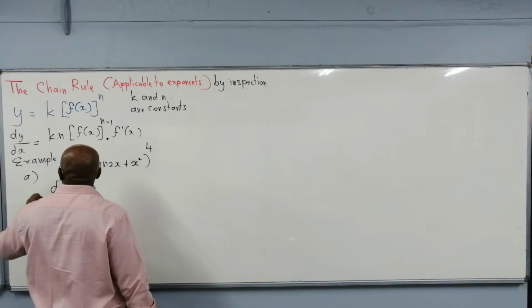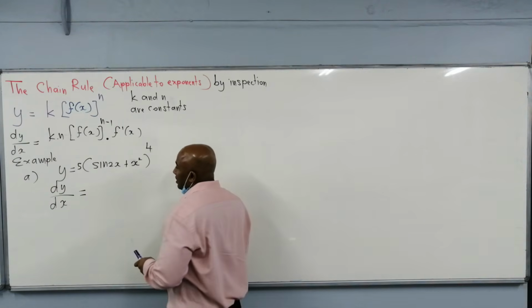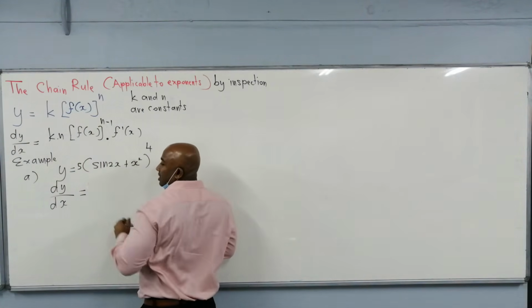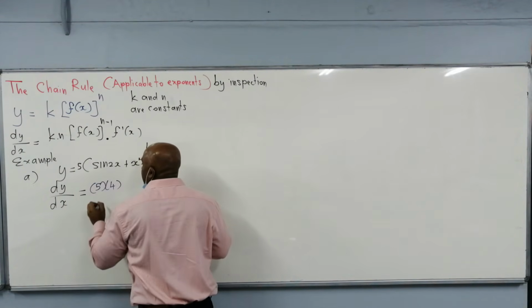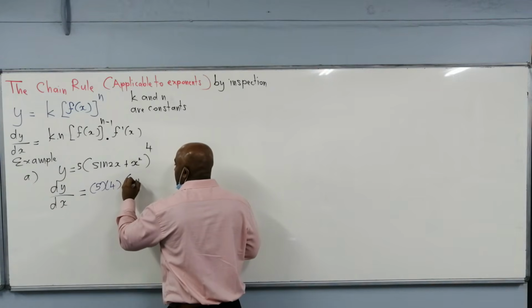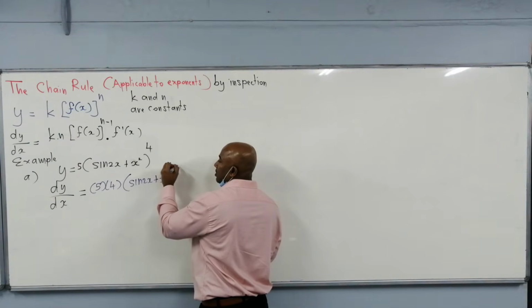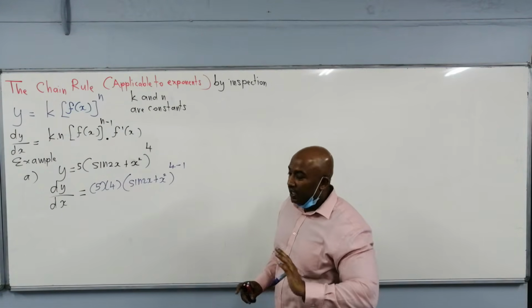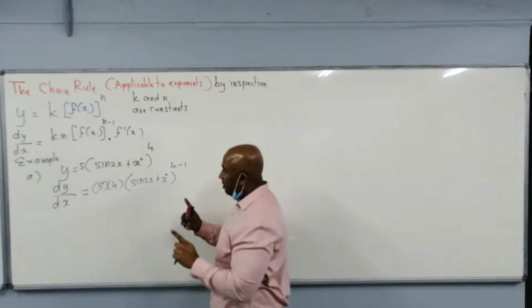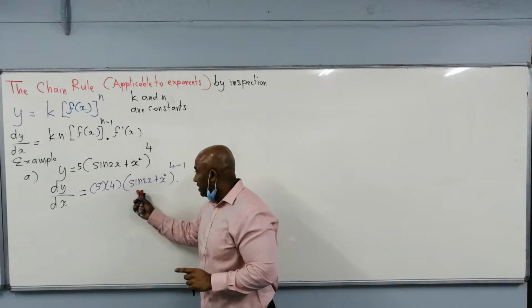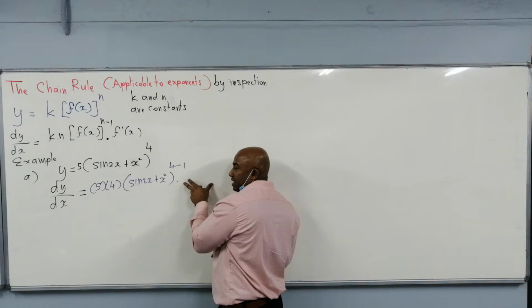So I'm going to go dy over dx. How do we do this here? There's your k, and we deal with the exponent first. So it's going to be 5 times 4, and you've got sine 2x plus x squared there, and now here, 4 minus 1. Can you see that? You deal with the exponent first. So I'm at this stage here now. Times, now remember, this is your f of x. So what you need to do is differentiate this and write down the answer outside here.